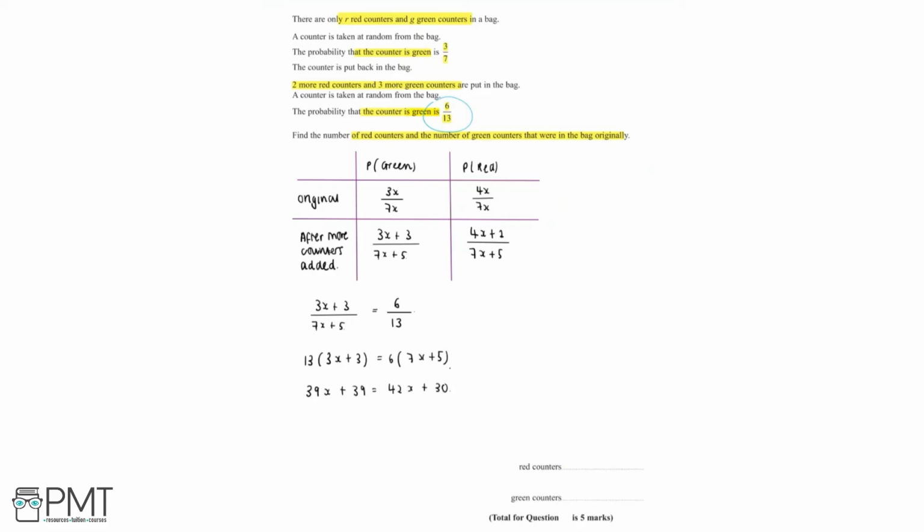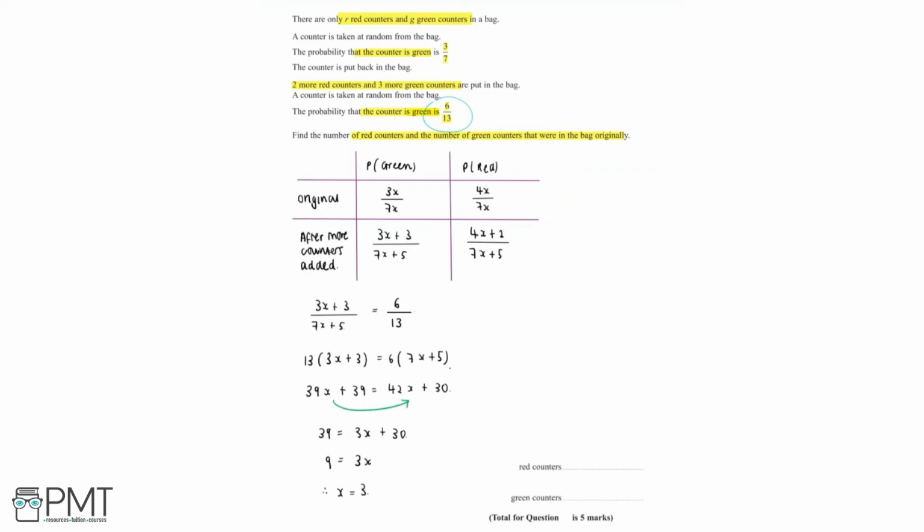Now let's move the 39x over to the other side, and we're left with 39 is equal to 3x plus 30. Now taking 30 away from each side, we can say that 9 is equal to 3x. And so we can conclude that x is equal to 3.